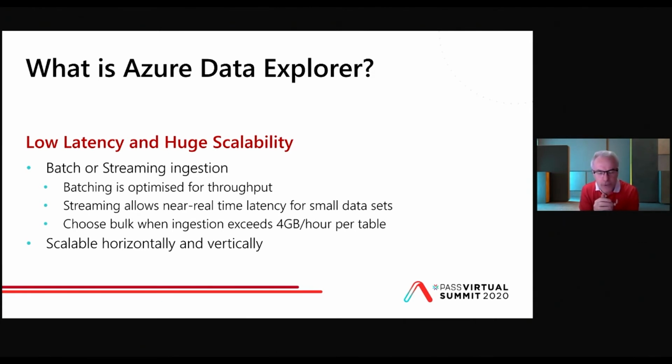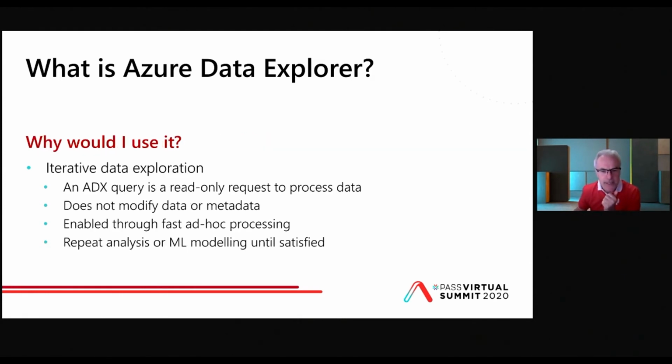The whole platform is immensely scalable, both horizontally and vertically. You can have up to 1,000 VMs supporting your Data Explorer cluster. And those VMs can range from small machines with 1 core and 14 gig of RAM up to 16 cores and 128 gig of RAM as well.